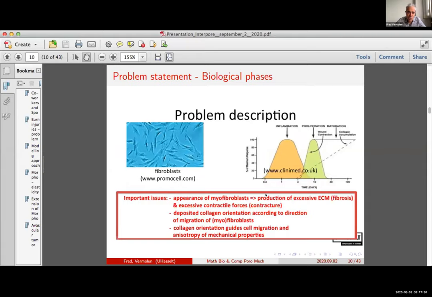So here you see an example, a microscopic image of fibroblasts, and you can see here the different phases during wound healing or skin development: inflammatory response, proliferation, and the maturation response over time. And what's important here is that during the proliferative phase, there might be appearance of myofibroblasts, as I mentioned earlier, which will be responsible for an excessive production of collagen, and which will also cause fibrosis, as well as excessive contractile forces.